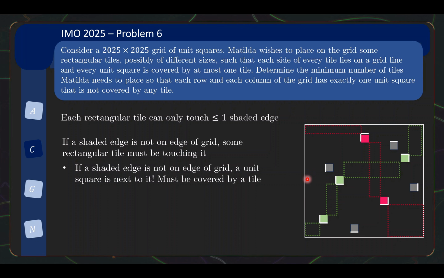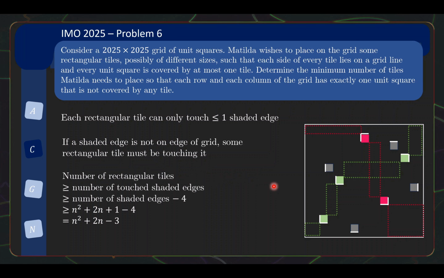If the shaded edge, like edge of grid, is here, right? But if the shaded edge is not on the edge of the grid, then that means there's a unit square next to it where my cursor is, and that square must be covered by a rectangular tile. So a tile must live there and must be touching that edge. Therefore, number of rectangular tiles is greater than or equal to number of touched shaded edges, which is greater than or equal to number of shaded edges minus 4, 1 for each edge. And number of shaded edges is greater than or equal to n squared plus 2n plus 1. And finally, we get n squared plus 2n minus 3.